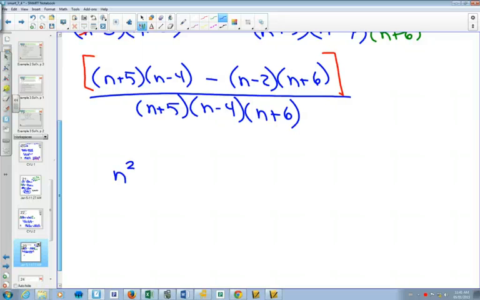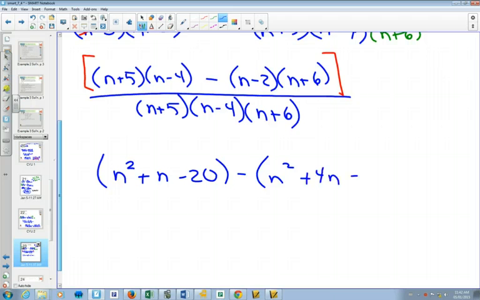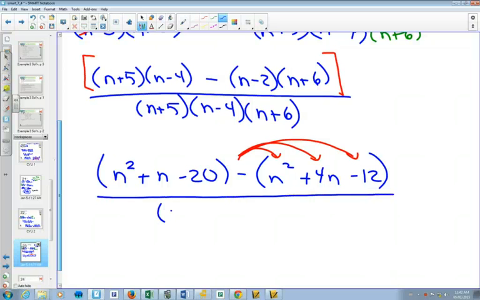And it'll be n squared plus 5n minus 4n minus 20, minus, and notice I'm going to keep brackets here because we're subtracting. We're subtracting all of this. So I'm going to expand it, n squared, I'm going to have 6n minus 2n plus 4n minus 12. I'll FOIL it out in its entirety, but I'll keep brackets around it because we need to subtract all of it. This negative sign is going to get distributed to each thing. And although you might want to be lazy, you can't be. You have to rewrite the bottom out.